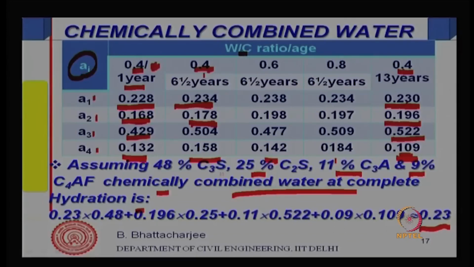So, with 48% C3S, 25% C2S, 11% C3A and 9% C4AF, 1 gram of cement containing this quantity will have 0.48 grams of C3S, 0.25 grams of C2S, etc. So, 1 gram of cement will react approximately with 0.23 grams of water. If this proportion changes slightly, this might change a little bit, because that is why I have written approximately.